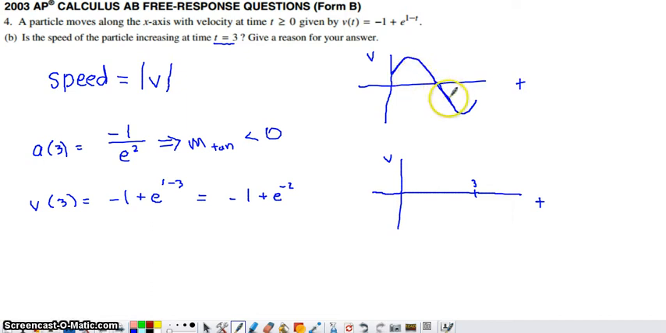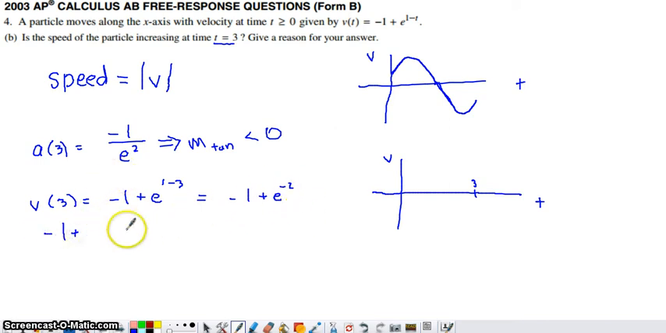But if we have a negative slope like we do right here and we're below the t-axis, we're going to have an increasing speed because the absolute value of velocity, the distance this is from 0, is getting larger. So let's see, 1 minus e to the negative 2. This v of 3 value, is it positive or is it negative?